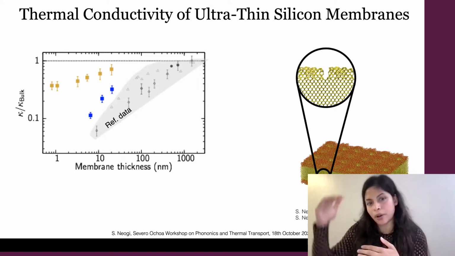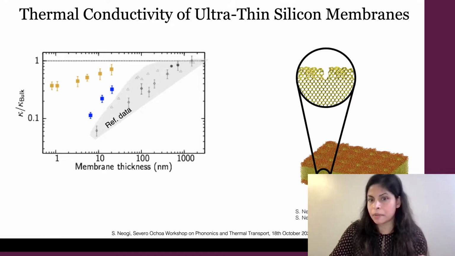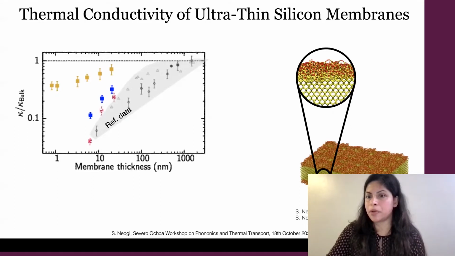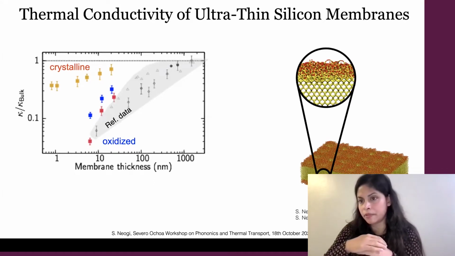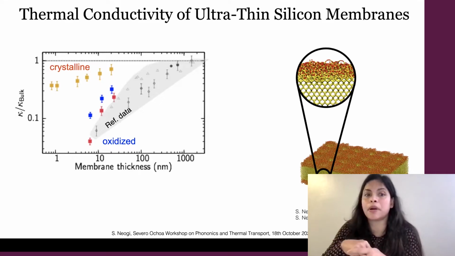And immediately we saw a reduction in the thermal conductivity. This is the blue points, because of the roughness. But it was still not matching the reference data. So then, discussing with Sebas and others, we realized that when you expose silicon membranes to atmospheric conditions, you have oxidation forming on top of that. So we must include that in our picture as well.